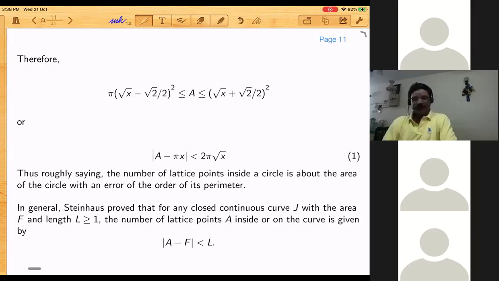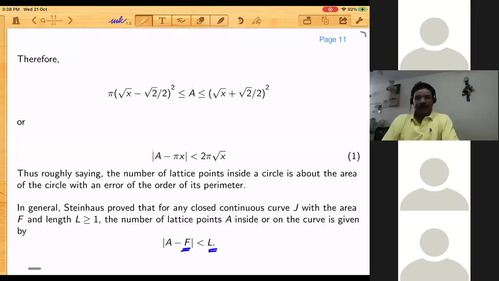In fact, it is true in general. Steinhaus proved that for any closed continuous curve J with area, let's say F, and length of the curve L, the number of lattice points A inside or on the curve is given by the area as the first approximation, and this is the error, the length of the curve. This is true in general. This is just a first approximation.